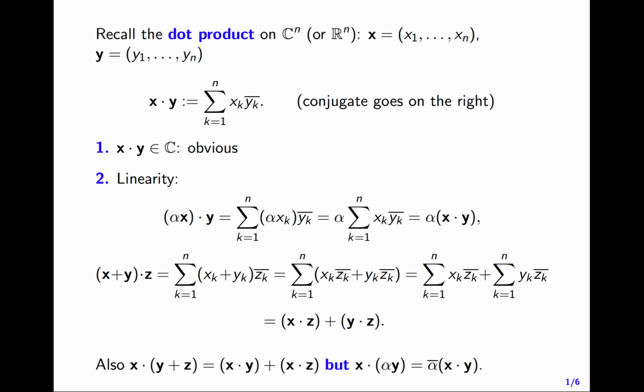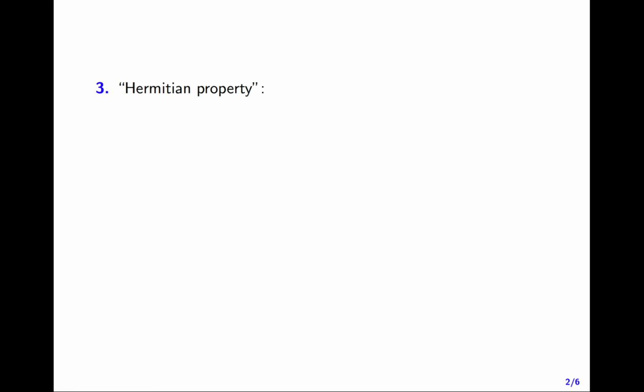The important thing to remember is that linearity works the way you expect it to in the first component or first slot of the dot product, and then you have this sort of conjugate linearity, x dot alpha y equals alpha bar times x dot y, in the second slot.